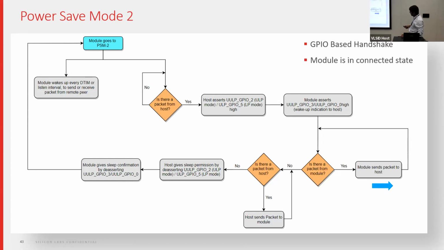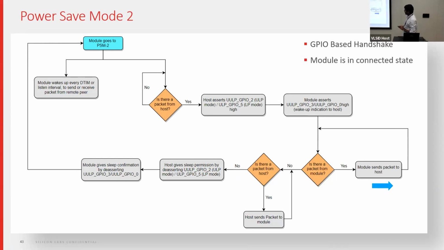And if there are no packets at the module and also no packets at the host, then what will happen is the host gives the sleep permission to the module, saying, okay, now there are no packets at my end, so you can go to sleep now. And this will also be acknowledged by the client with a sleep confirmation, saying, okay, you told me to sleep, I will sleep.